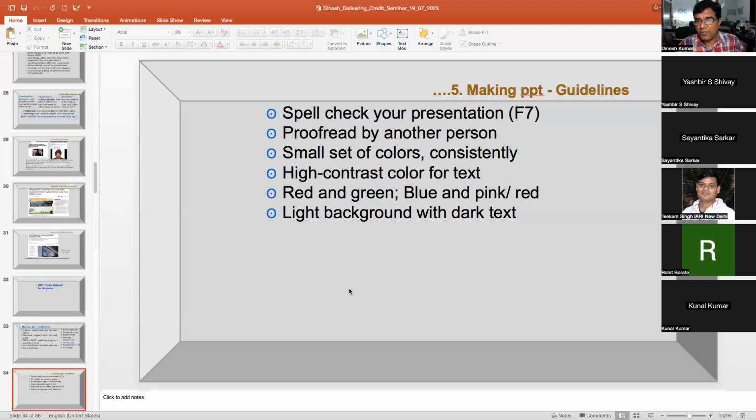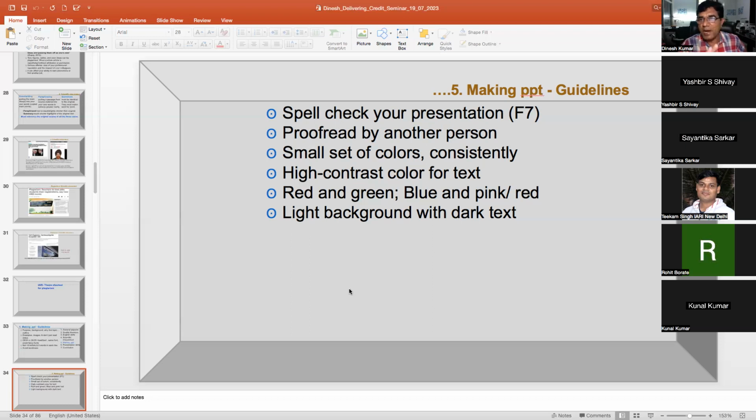Use high contrast color for text, or you can use some dark colors. Avoid red and green colors, and blue and pink combination. Never use blue, pink, red in combination. Suppose blue background, red color, never use it. Red background and blue color, similarly green background, red color, red background. I have seen many times students use it. So please try to avoid it.